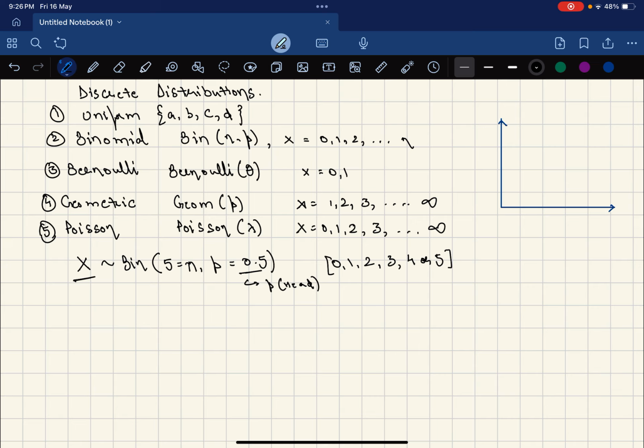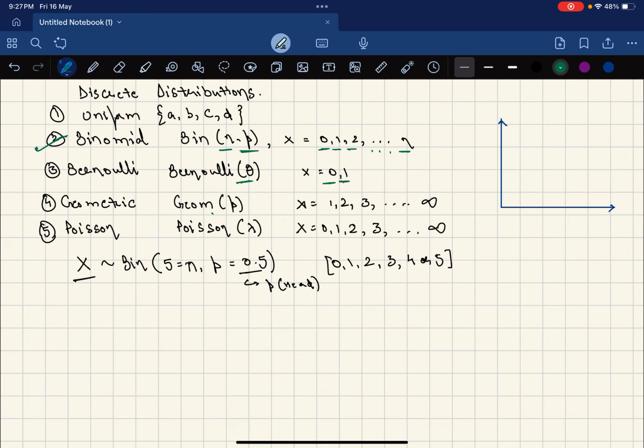Now, if we generalize this, if we look at the definition of binomial here, we see that for parameters n and p, for the binomial distribution, the possible values of x could be 0, 1, 2 till n. That is 5 in this particular example. Similarly, if you look at Bernoulli distribution, where there is only one trial, you can either have a 0 or a 1 as the possible values of the random variable.